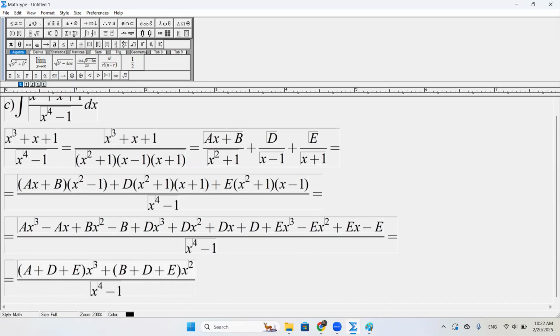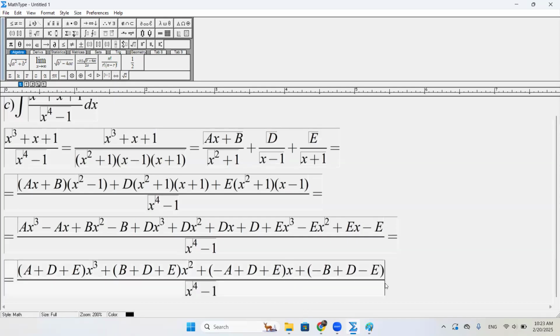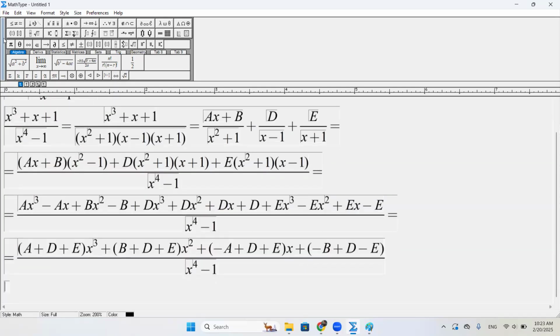For x in power of 1, minus a plus d plus e. And for x in power of 0, minus b plus d minus e. So again, we have the system of linear algebraic equations.